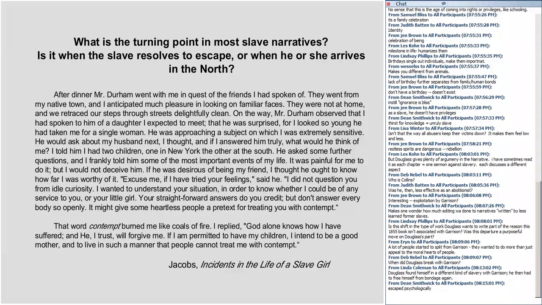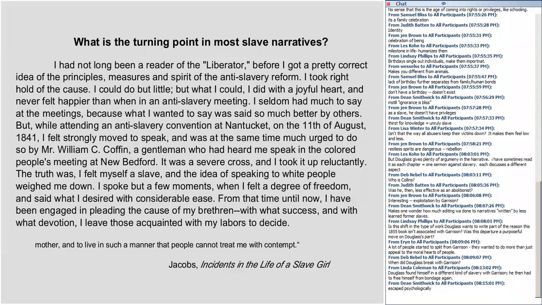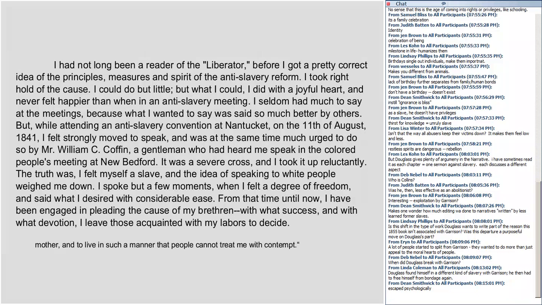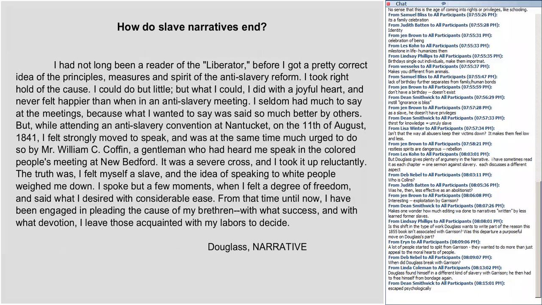We get to the end of slave narratives. It's very interesting to think about how a narrator chooses to end the story. Douglass does not end his story with his arrival in the North. In the Narrative of 1845, this is the final paragraph. And if you'll notice, he says that he started going to anti-slavery movements. And when he was attending one in 1841, he felt strongly moved to speak, and was at the time urged to do so by Mr. William C. Coffin, "a gentleman who'd heard me speak in the Colored People's Meeting in New Bedford. It was a severe cross, and I took it up reluctantly. The truth was, I felt myself a slave, and the idea of speaking to white people weighed me down."